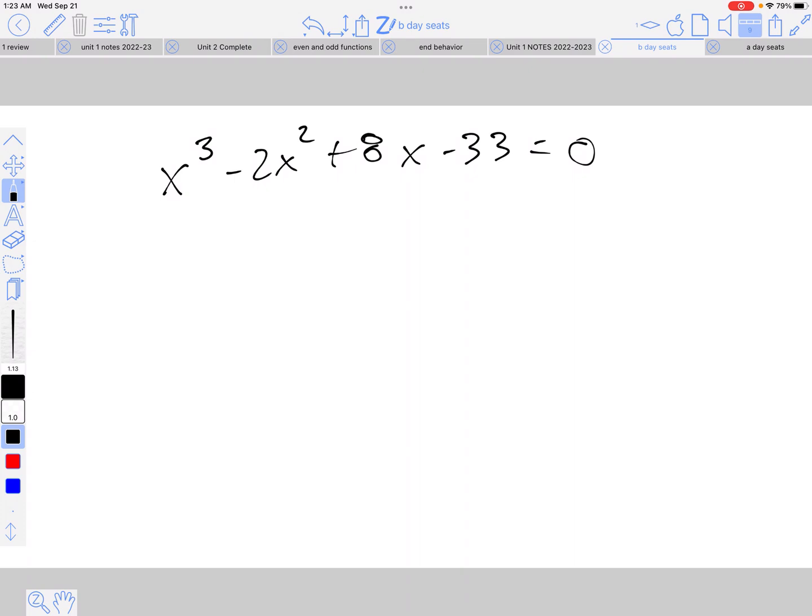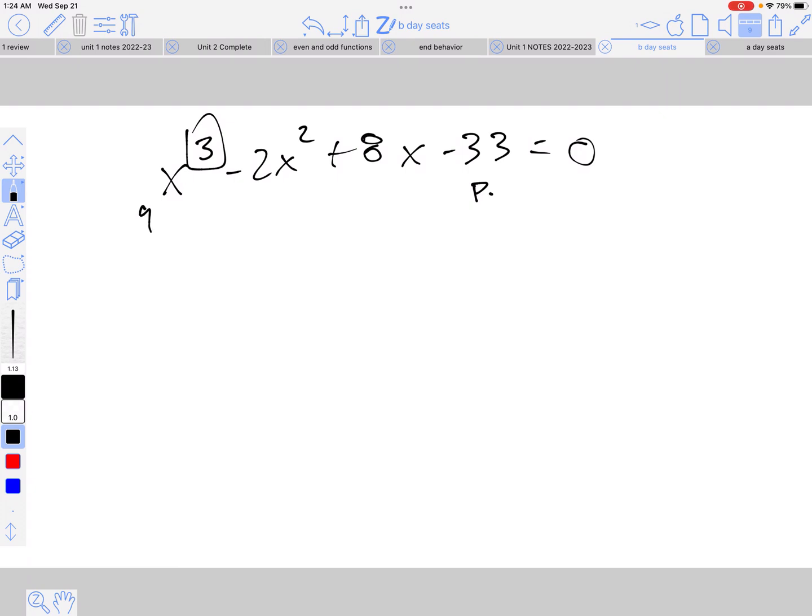So my job is to find the roots to solve this polynomial. I know that there will be 3 solutions, but I can't factor this, right? I don't have the skills to factor it. So first step, remember the rational root theorem.